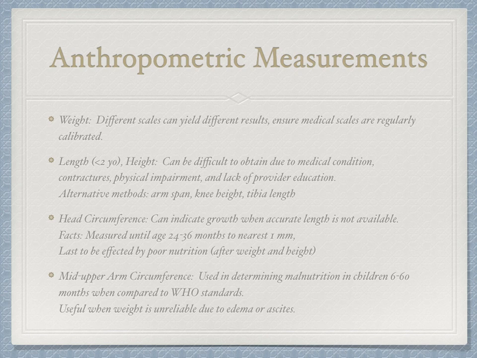Mid-upper arm circumference is the last anthropometric, and it's used in determining malnutrition in children 6 to 16 months when compared to WHO standards. This is also useful when weight is unreliable due to edema and ascites.